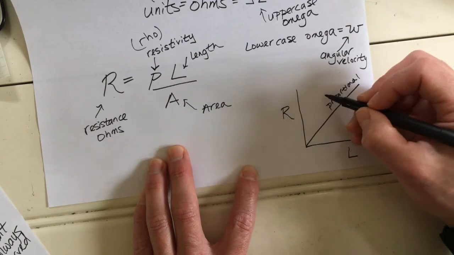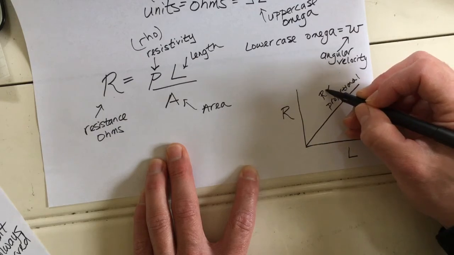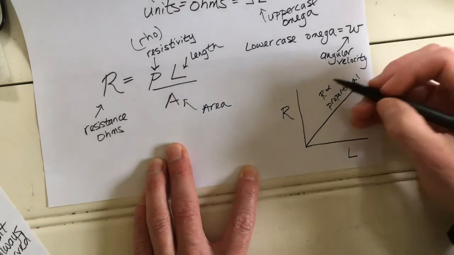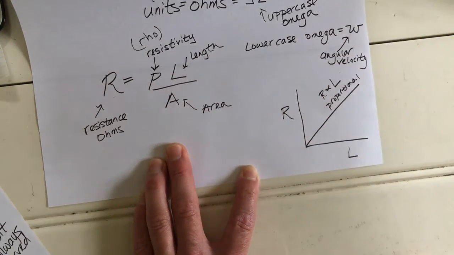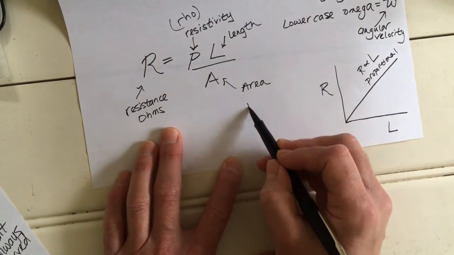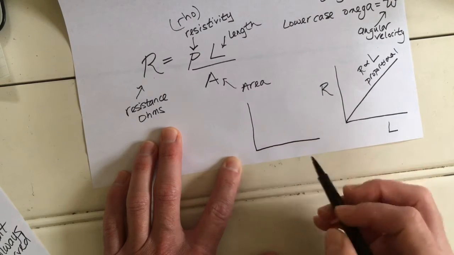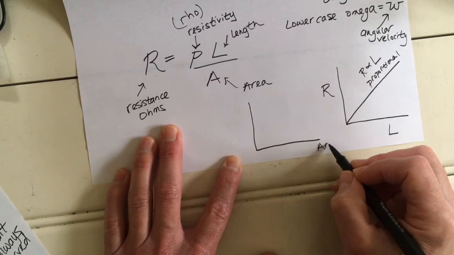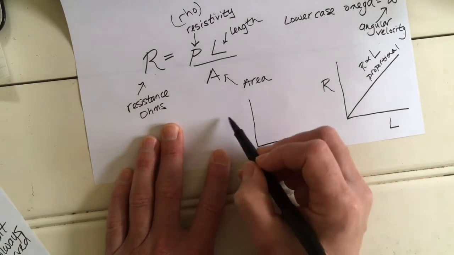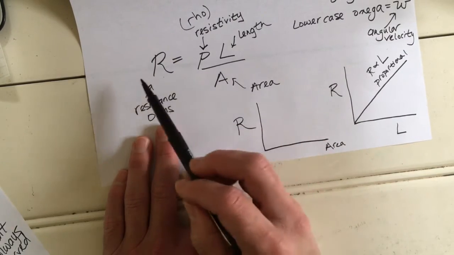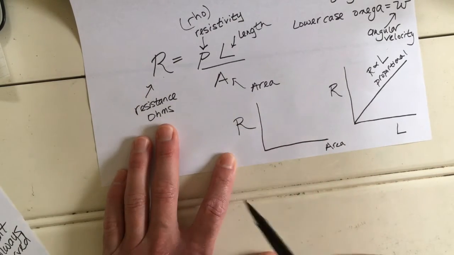We'd say something like R is proportional to length. That's the proportionality symbol, which kind of looks like alpha. And then the other one I want to point out is, what if it was area, right? Maybe I'll write out area. And we had resistance over here. Now we would say, well, this is an inversely proportional relationship.